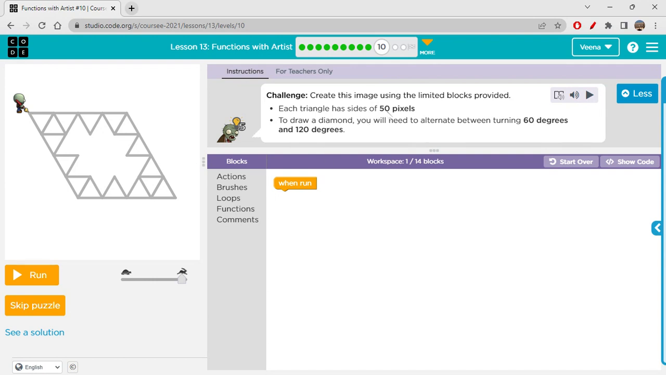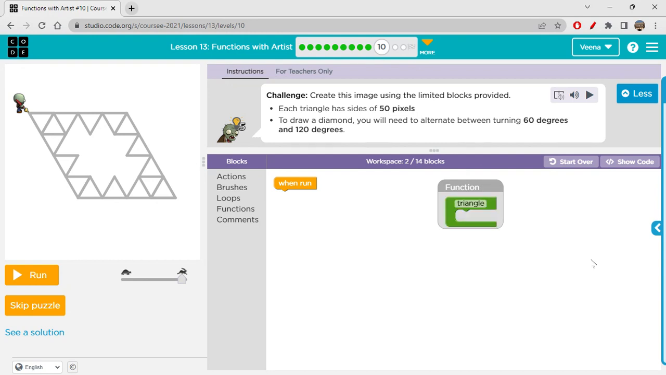Each triangle has sides 50 pixels. Okay, then to draw a diamond, you'll need to alternate between turning 60 degrees and 120 degrees. Yeah, because like you can see, the outer part is a parallelogram, right? So that's why we have alternate 60 and 120 degree turns. Okay, cool. So let's start off creating a function first. So this is a triangle function. Basically, I'm just creating a triangle using this function.